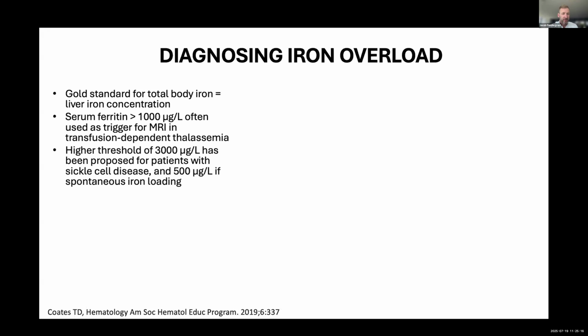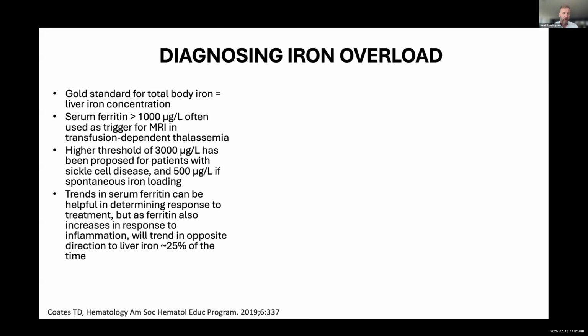On the other hand, if you have spontaneous iron overload, once you get past 500, that's when we start worrying about it. So the point at which we would say, let's start doing liver MRIs is driven in part by the serum ferritin. But the serum ferritin, again, is a rough guide. And we know that if you track the ferritin over time, 25% of the time, the ferritin is moving in the opposite direction of the liver iron. So your ferritin can be going up while your liver iron is actually going down, and vice versa. So it's a crude estimate.